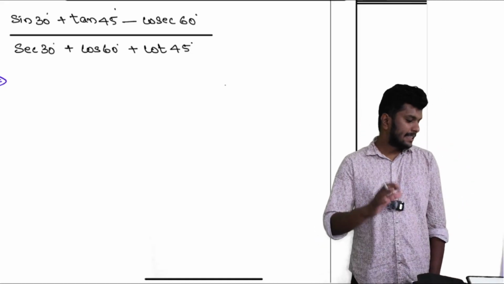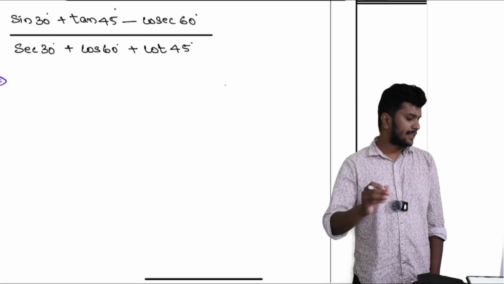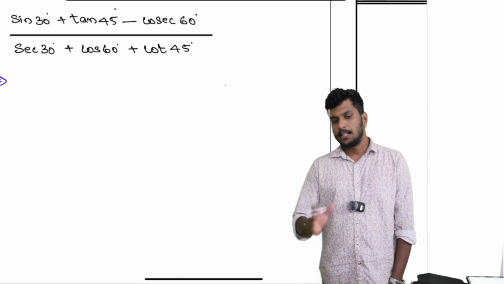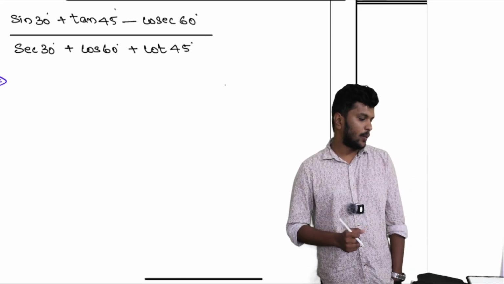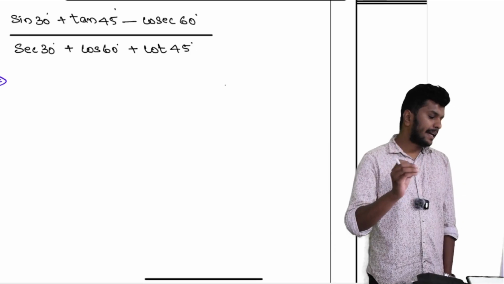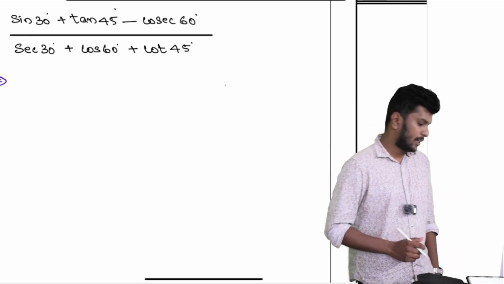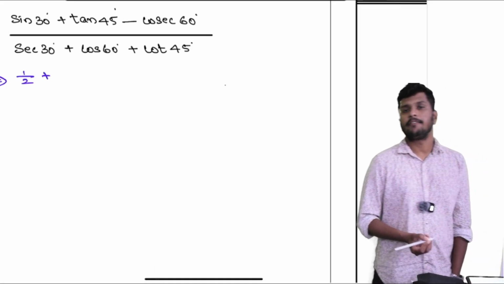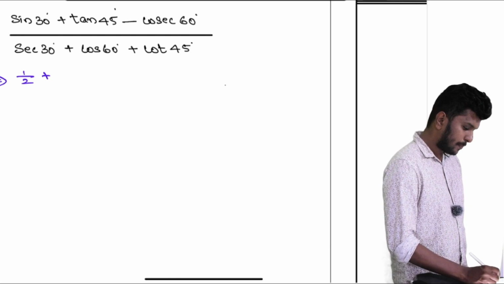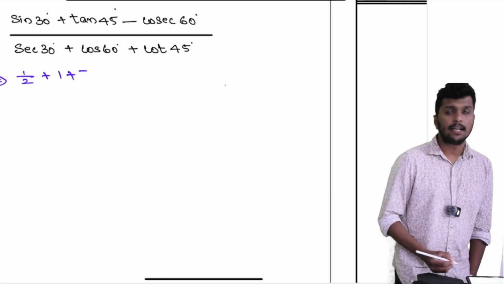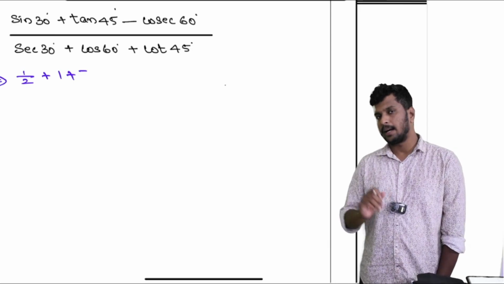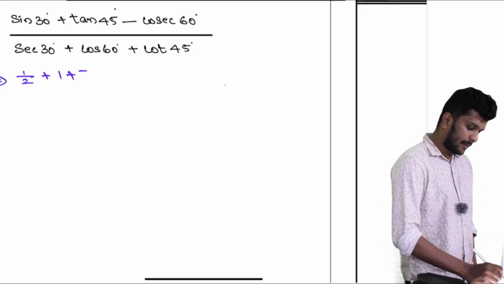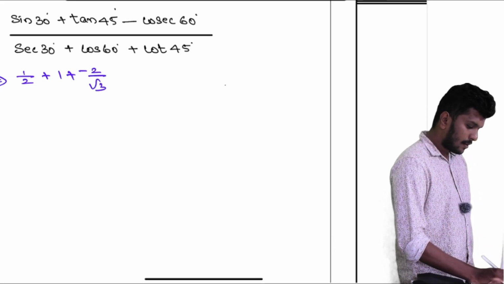Now the next question we have: sine 30 plus tan 45 minus cosec 60 by sec 30 plus cos 60 plus cot 45. For us to solve this, what we have to do is find all the individual values and put them down in the fraction. Sine 30 is what? 1 by 2. Tan 45 is what? It is 1. So plus 1, minus cosec 60. What is cosec 60? It is the reciprocal of sine 60. Sine 60 is root 3 by 2, so cosec 60 will be 2 by root 3, whole divided by.